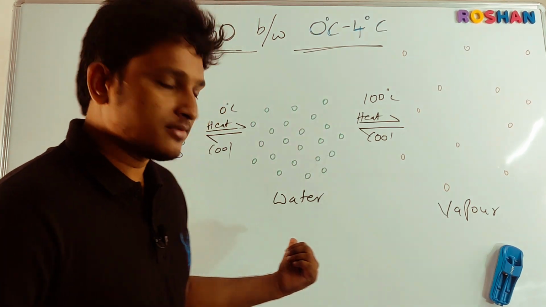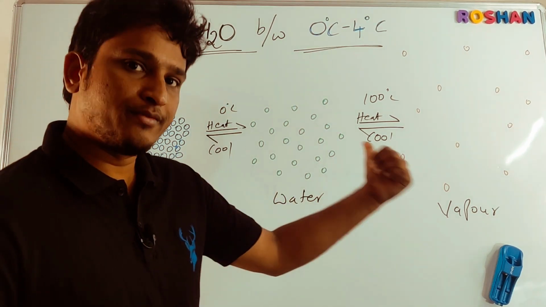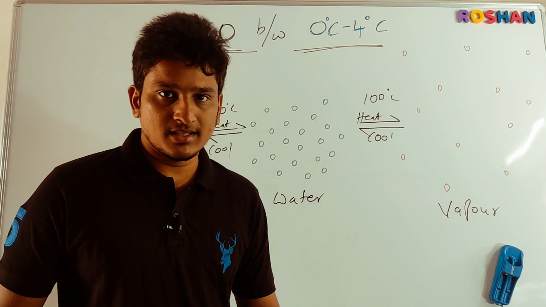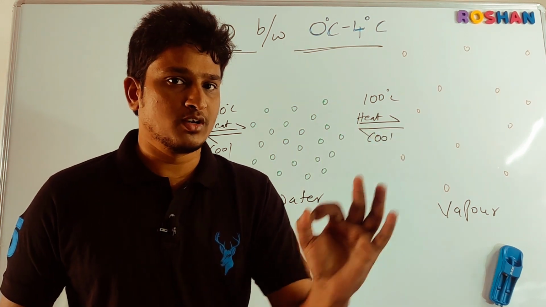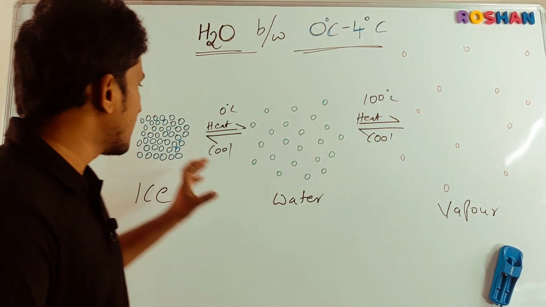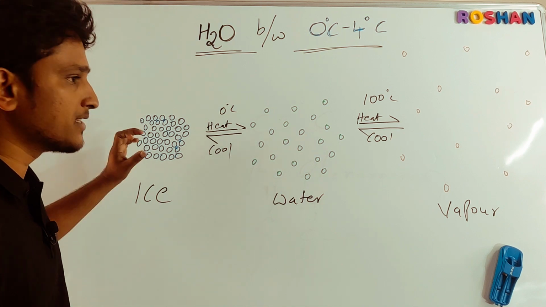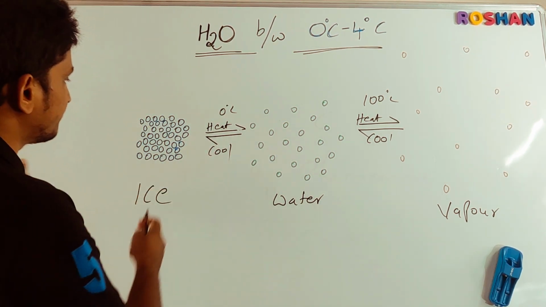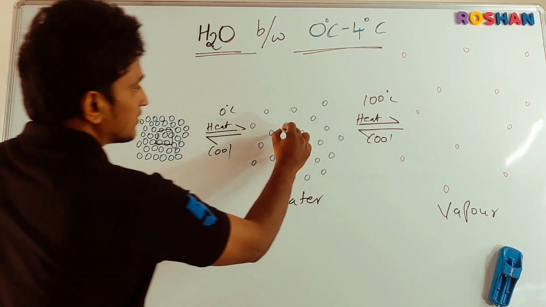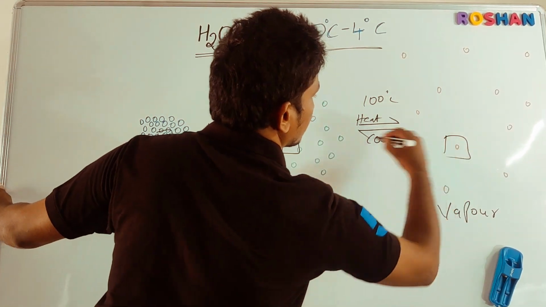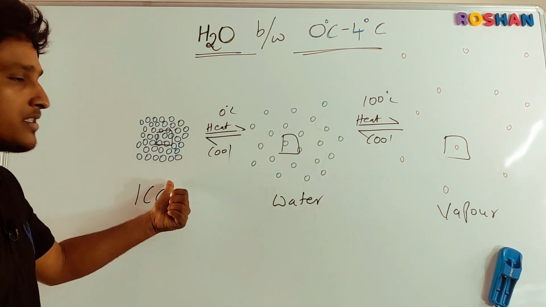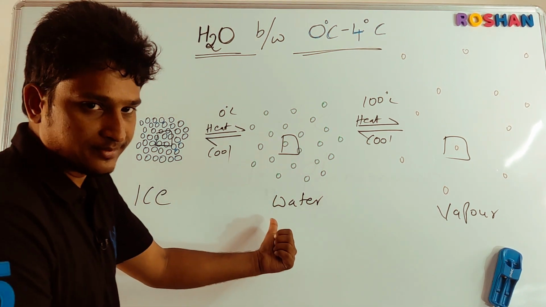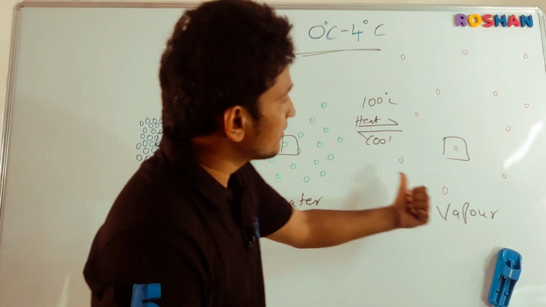Which is more dense: ice, water or vapor? Density means mass per unit volume. That means the number of molecules per unit space is called density. So where are there more molecules per unit space? Here, here or here. Clearly ice is denser than water and water is denser than vapor.